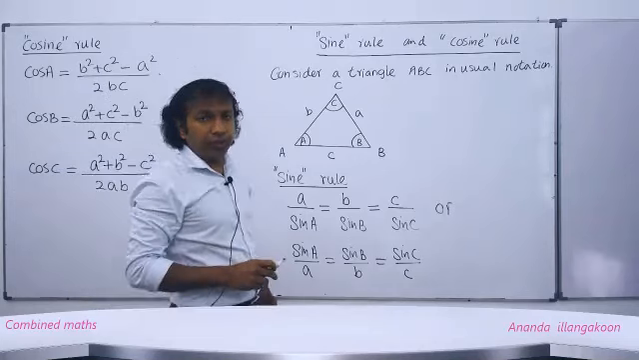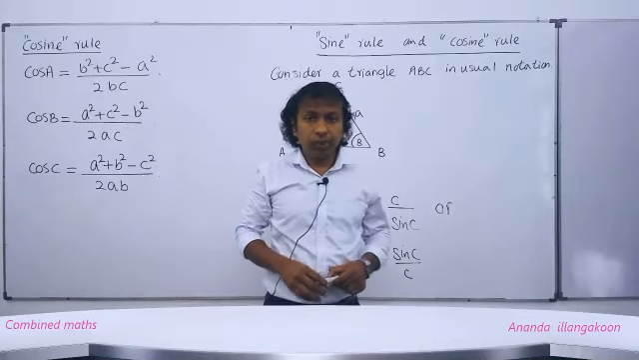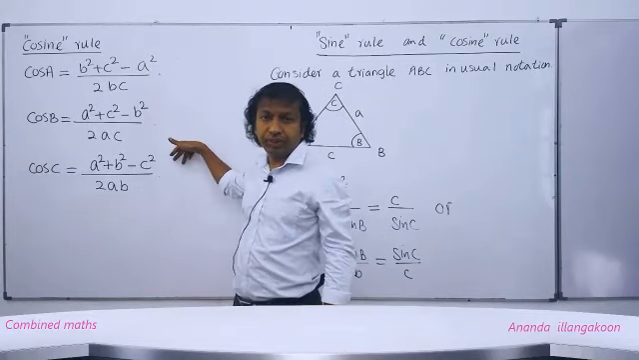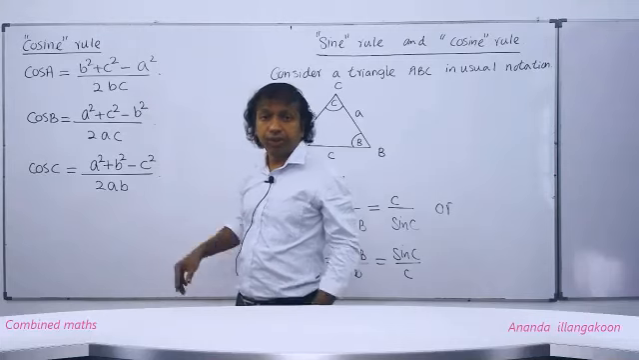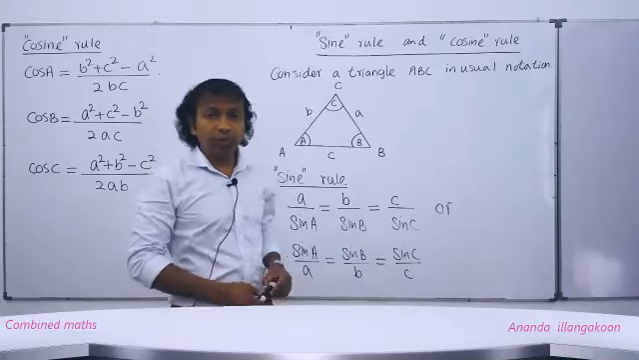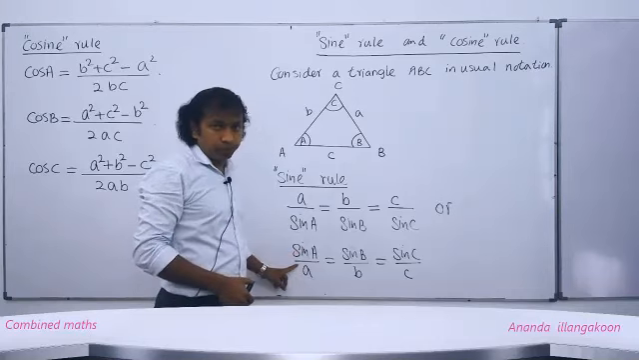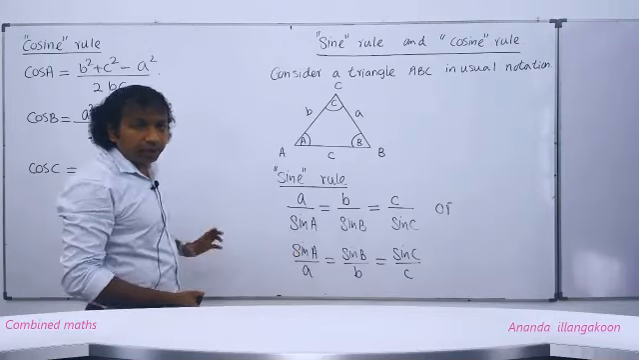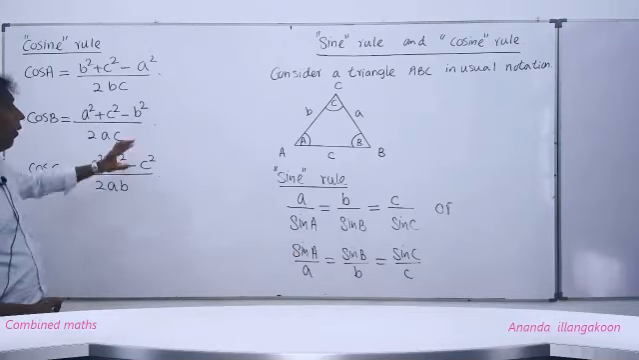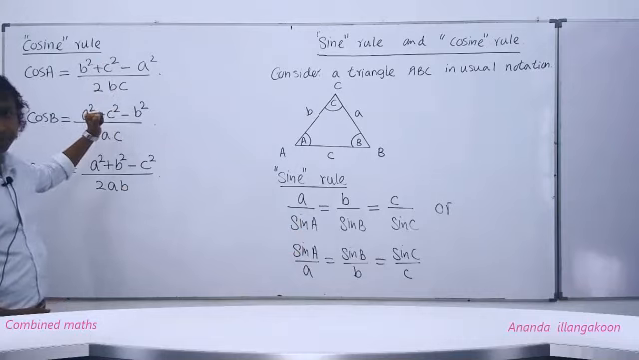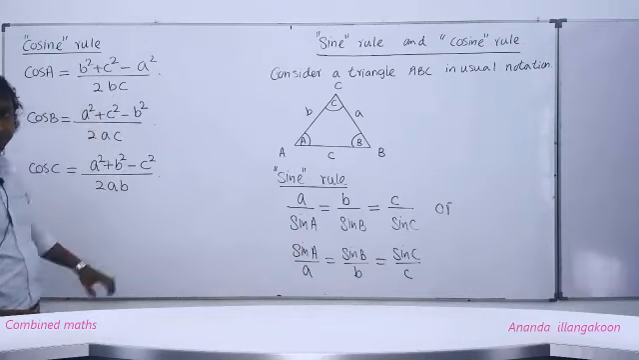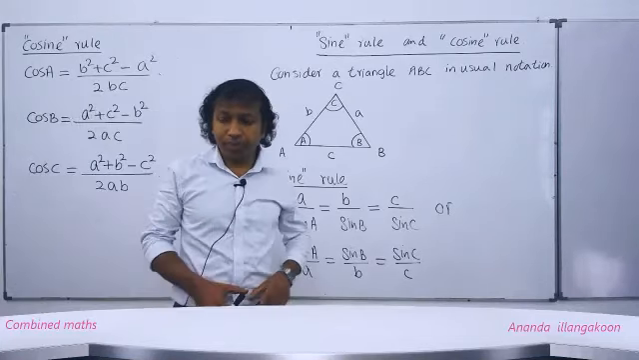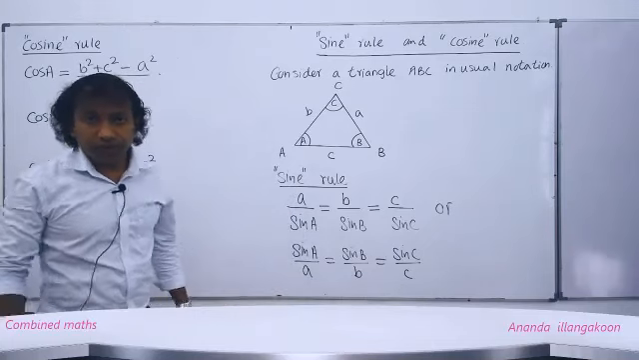But if you are asked to state the cosine rule, no need to state all these three. Any one of these three is sufficient to state as the cosine rule. When you state the sine rule, one of these two is enough, right? And when you state the cosine rule, any one of these three is enough. You should remember b square plus c square minus a square divided by 2bc. The proof, people, I am going to discuss in the second discussion of the lesson, right?